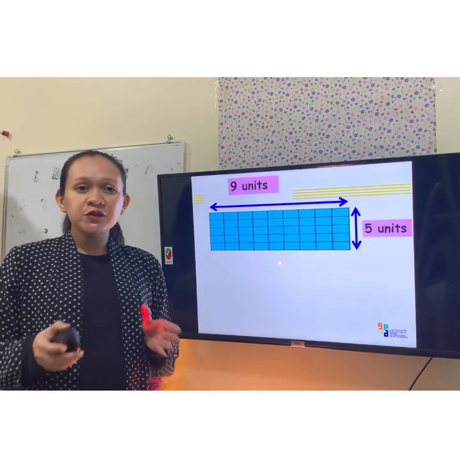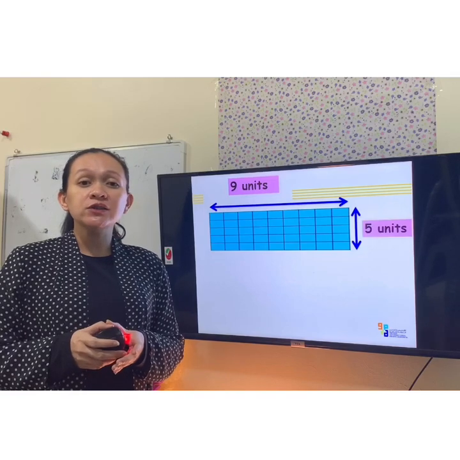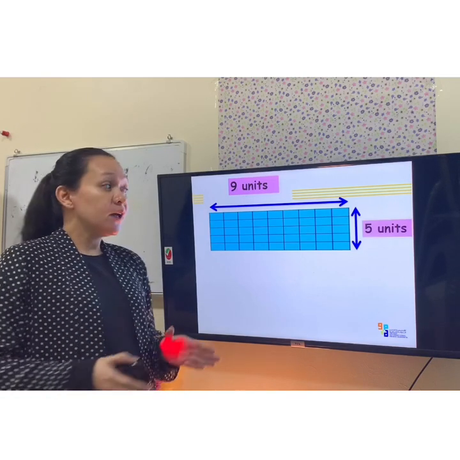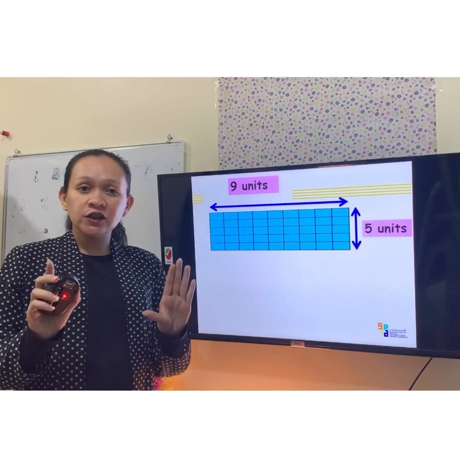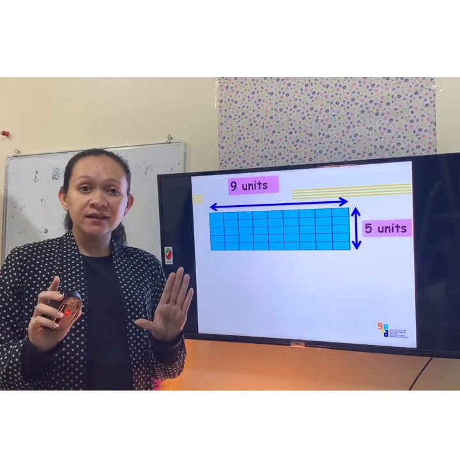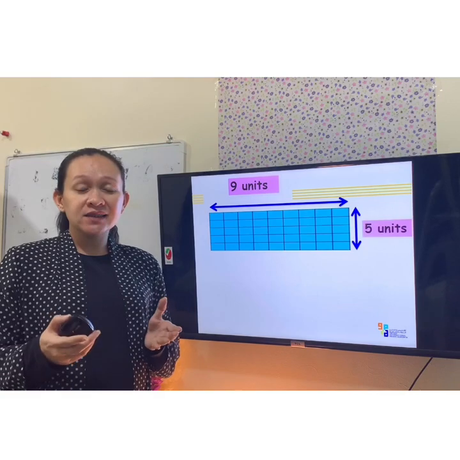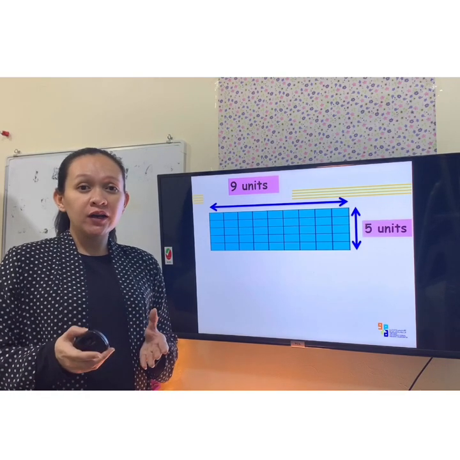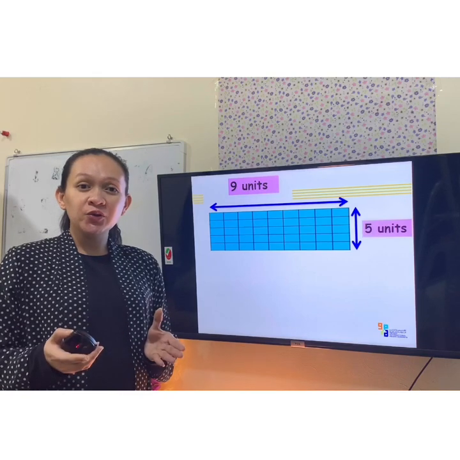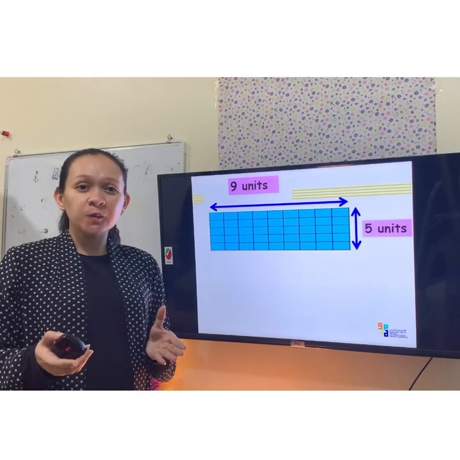Now let's move to this figure. Again, we are going to use distributive property to get the area of this figure. I will give you 10 seconds to answer.